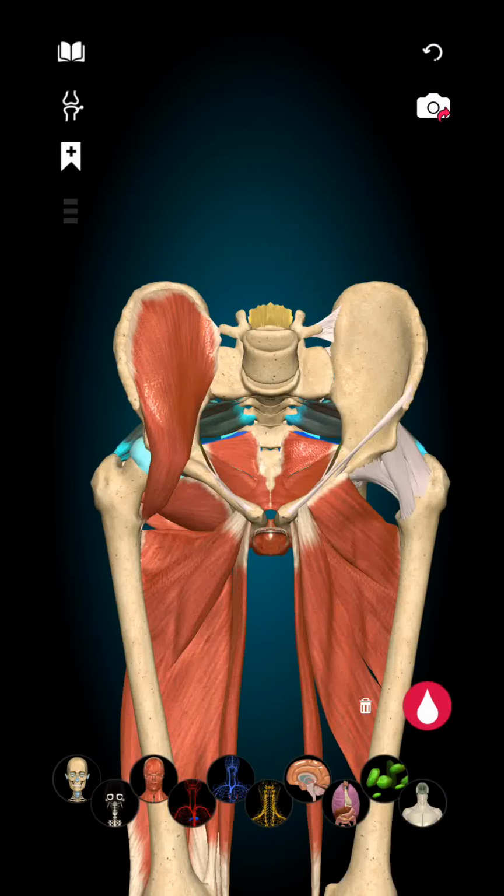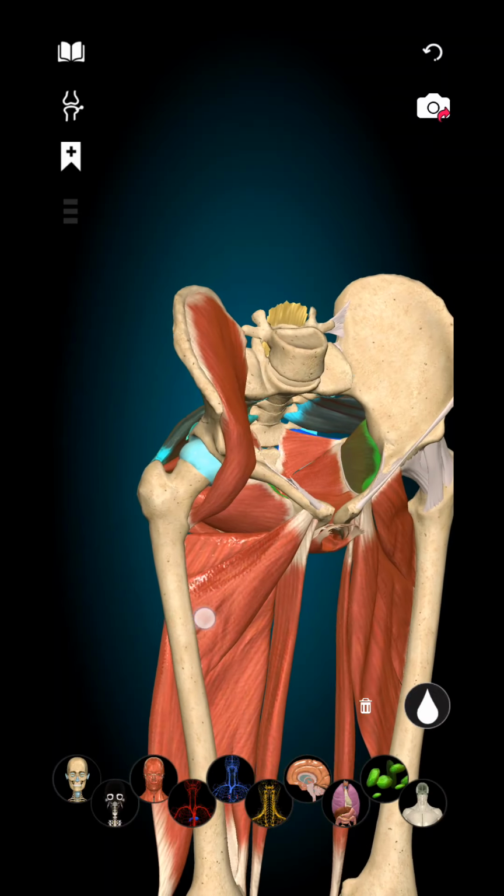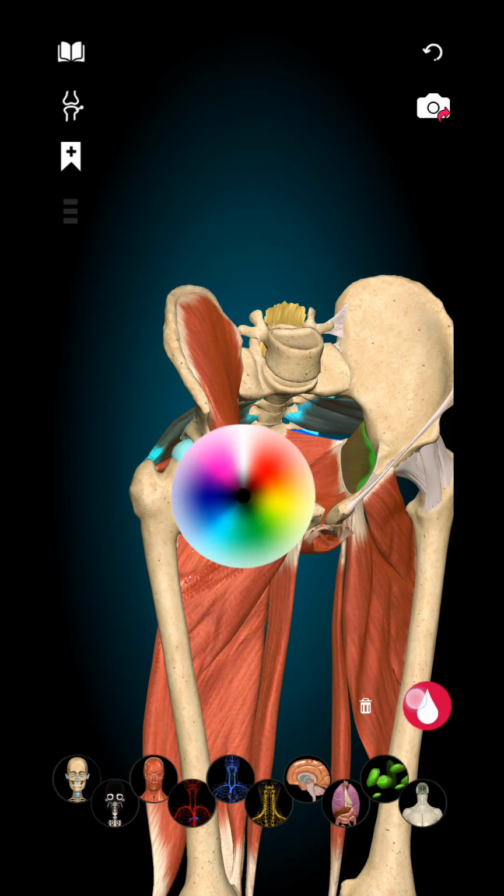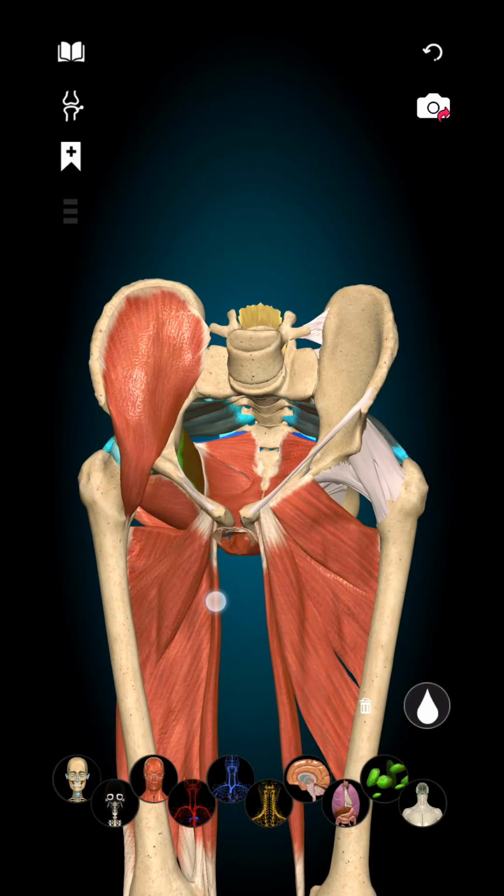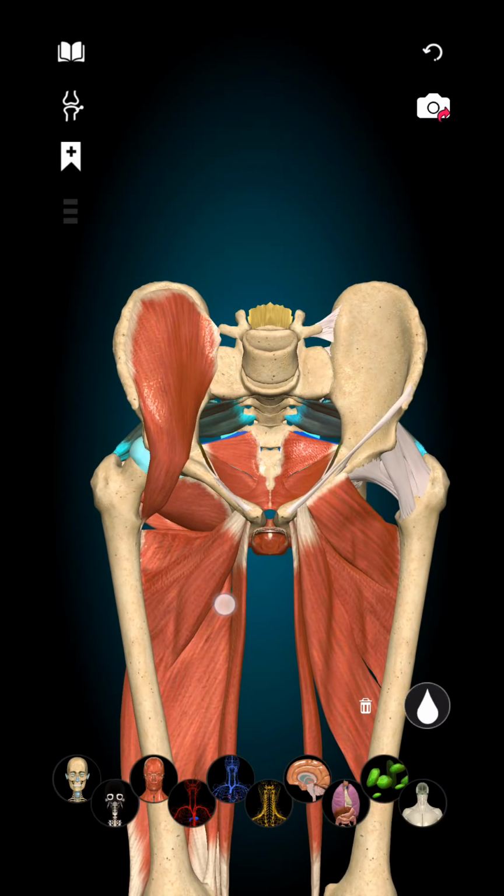Okay, hello students. So we will be looking at the anatomy of the muscles of the gluteal region. As I told you, it is slightly easier to visualize these muscles if you look at them in a 3D app, right? So this is one of such apps. Now this is the anterior view.